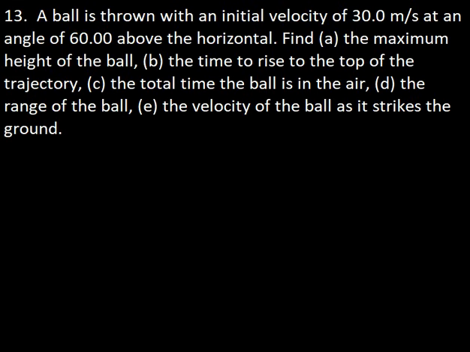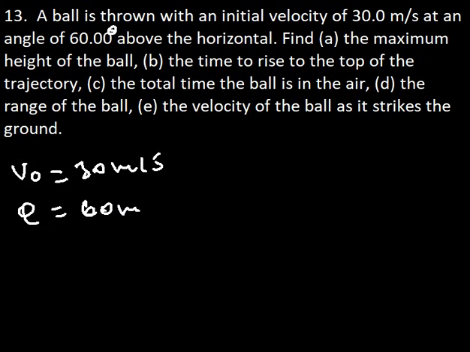And now the question says that a ball is thrown with initial velocity of 30 meters per second at an angle of 60 degrees above the horizon. And now we have the launch velocity, that is 30 meters per second, and we have the launch angle, which is 60 degrees. And the first question says we should have the maximum height of the ball.